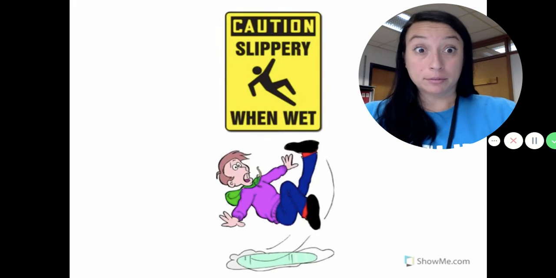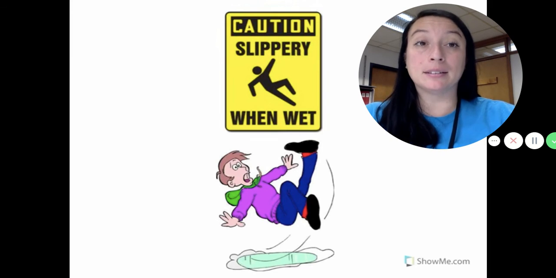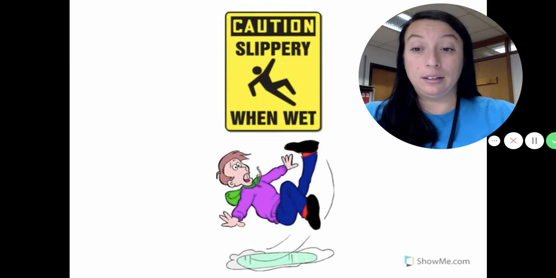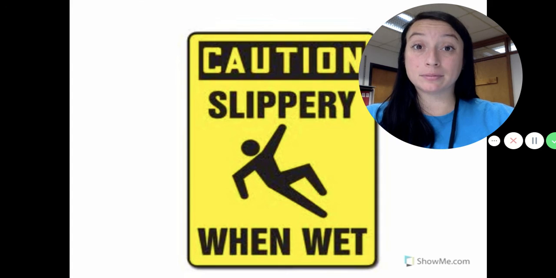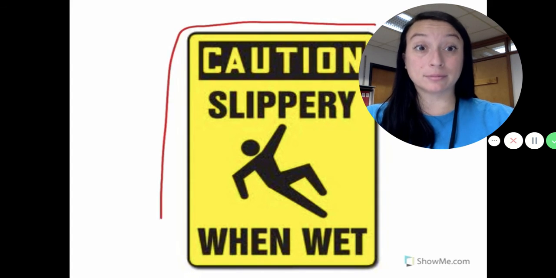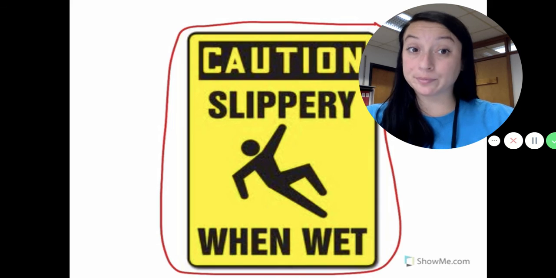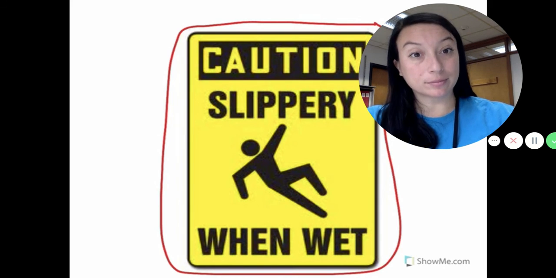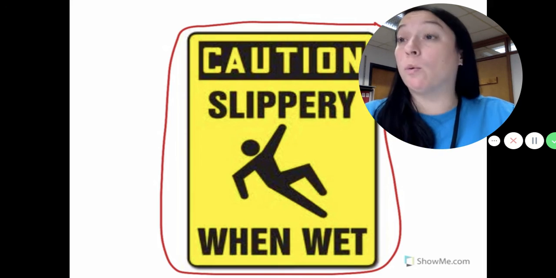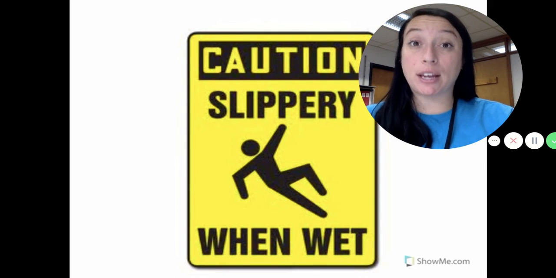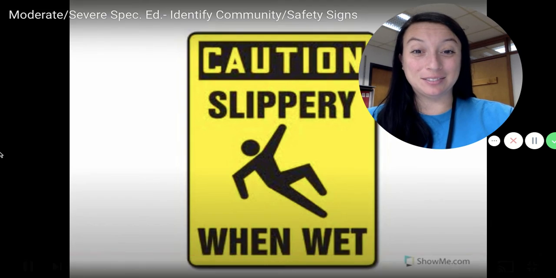When you see this sign, be careful. It means that the floor is wet, and if you are not careful, you can slip on the water and fall down and hurt yourself. Caution, slippery when wet, means be careful. Someone mopped the floor and it's wet. And if you don't step carefully, you could fall down and hurt yourself, on your feet or even in a wheelchair or a stander or a walker or anything. Gotta be very careful. Good job learning about community and safety signs.